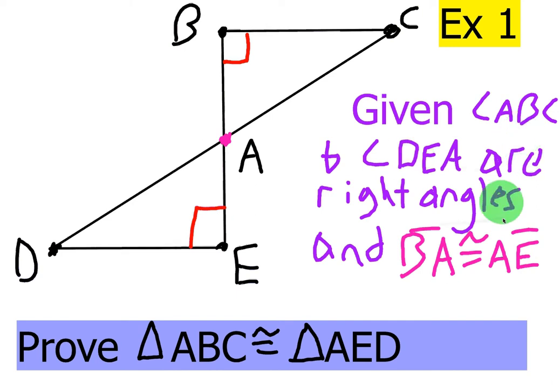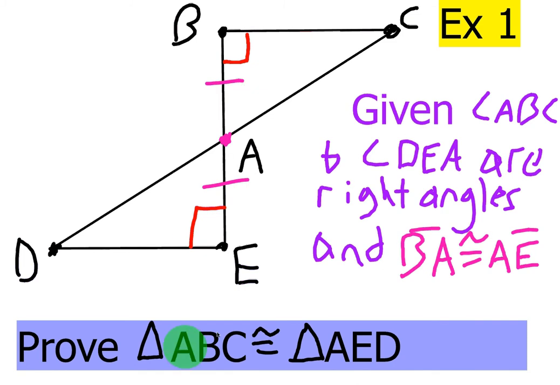So they're both right angles, and there's one more thing we're given. BA equals AE. How can you notate that two sides are equal? What would you use? No, on the actual diagram. What would you put here and there? Yeah, it's called a tick mark.